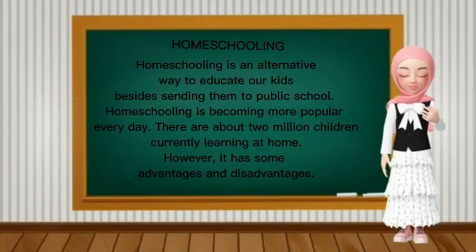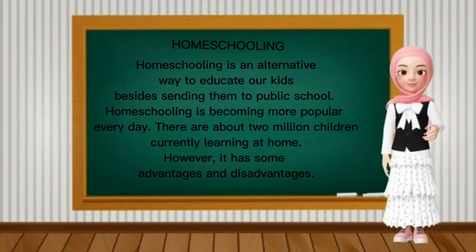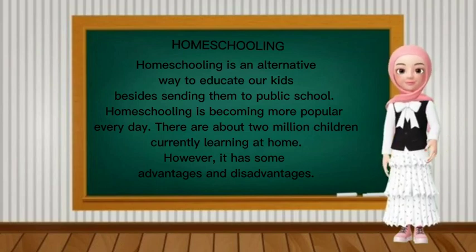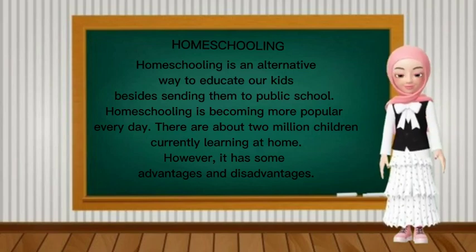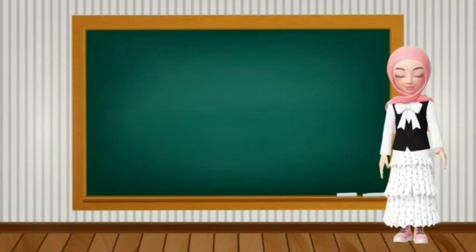Example of discussion text. The title is homeschooling. Homeschooling is an alternative way to educate our kids besides sending them to public school. Homeschooling is becoming more popular every day. There are about 2 million children currently learning at home. However, it has some advantages and disadvantages. And this paragraph is content about statement of issue of generic structure of discussion text.